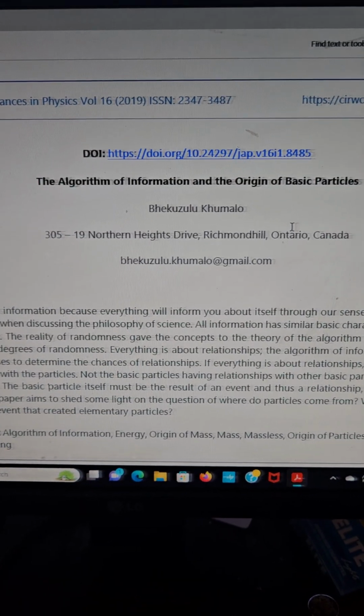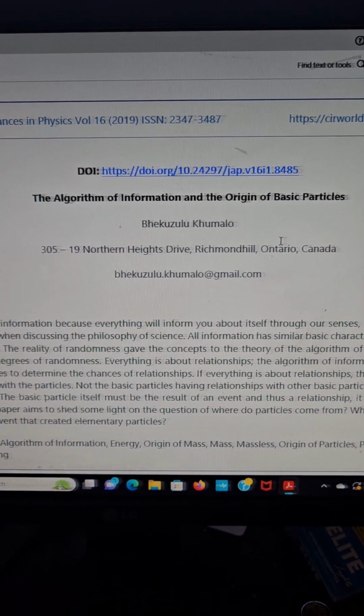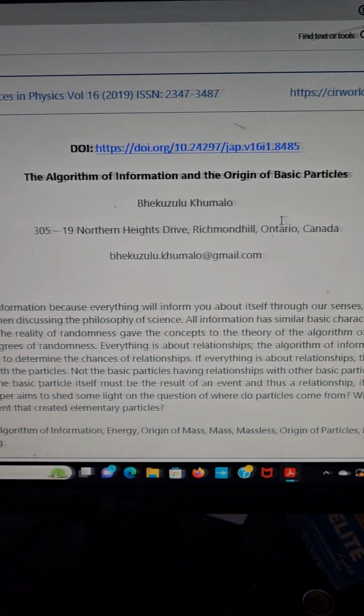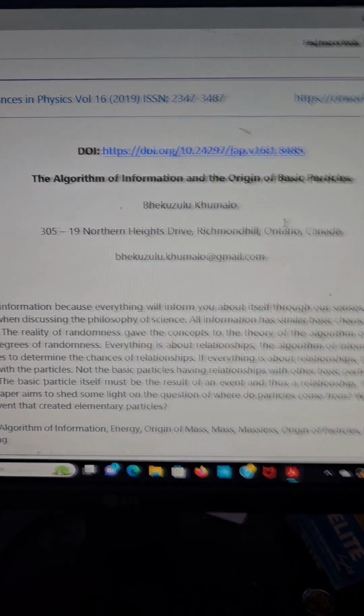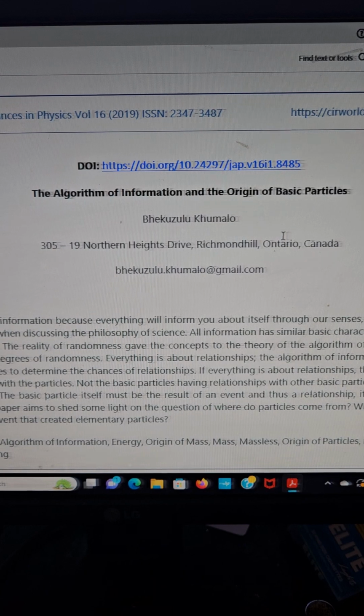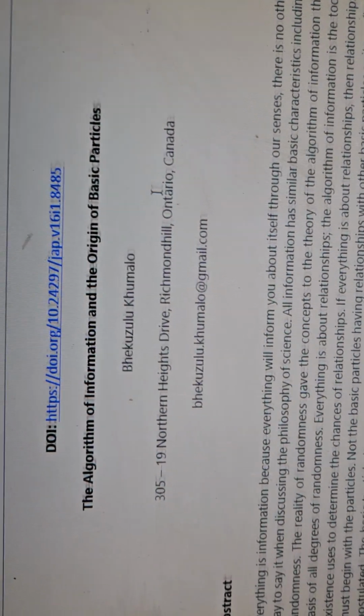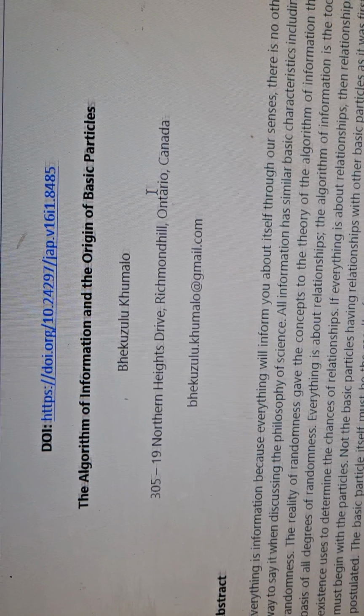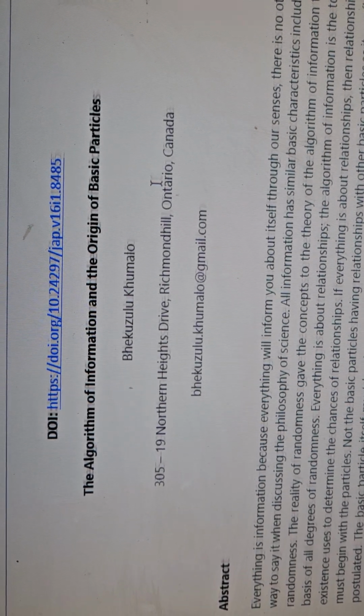To answer this question, I'll have to go back to a paper I wrote a while back. It is called The Algorithm of Information and the Origin of Basic Particles by Bhekuzulu Khumalo. You can take a screenshot there. What are the basic constituents of an atom? The basic constituents of an atom are protons, neutrons, and electrons.